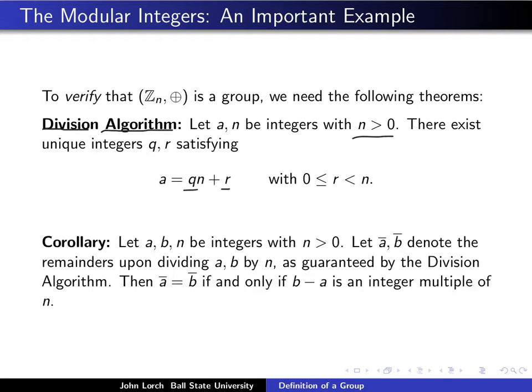So the division algorithm implies this corollary, which says that if you have integers a, b, and n where n is positive, and if a bar and b bar are the remainders that you get upon dividing a and b by n using the division algorithm, then a bar equals b bar, that is, the two remainders are equal, if and only if the original numbers differ by some multiple of n.